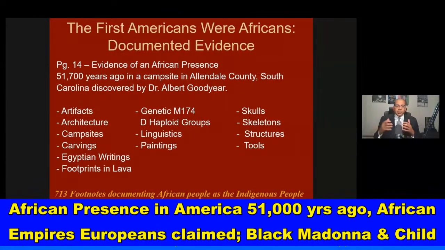They found 13 different types of evidence documenting an African presence in the land we call the United States of America, dating back at least 51,700 years ago. Now, his book is backed up by 713 footnotes and 7 peer-reviewed articles as well. And we know peer-reviewed articles is the height of academia.